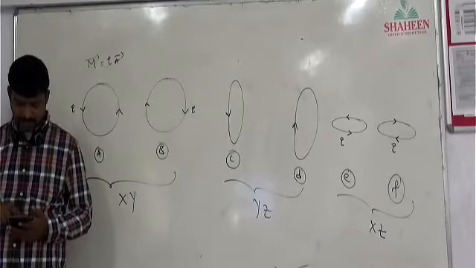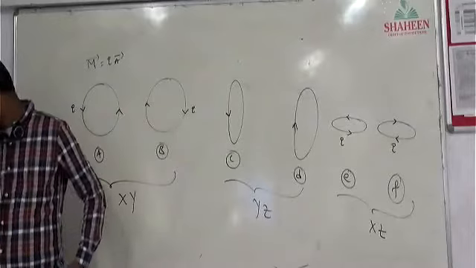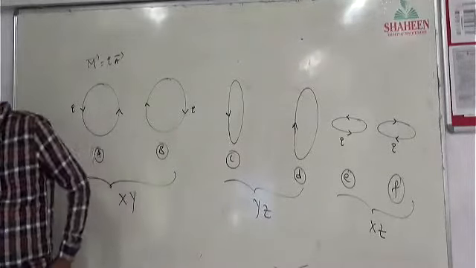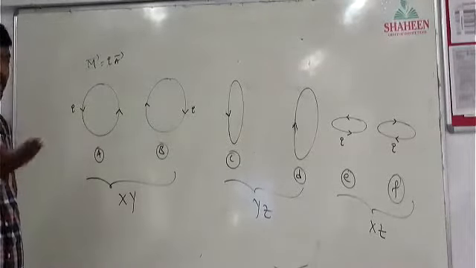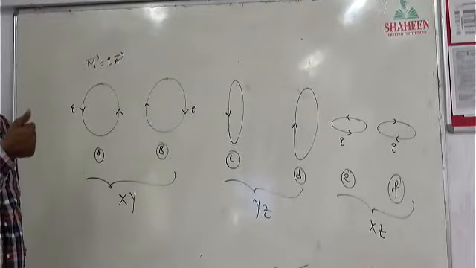Girls, answer it. Simple only, nothing but you need to fold the fingers of your right hand according to the direction of current. The thumb represents the direction of magnetic moment.